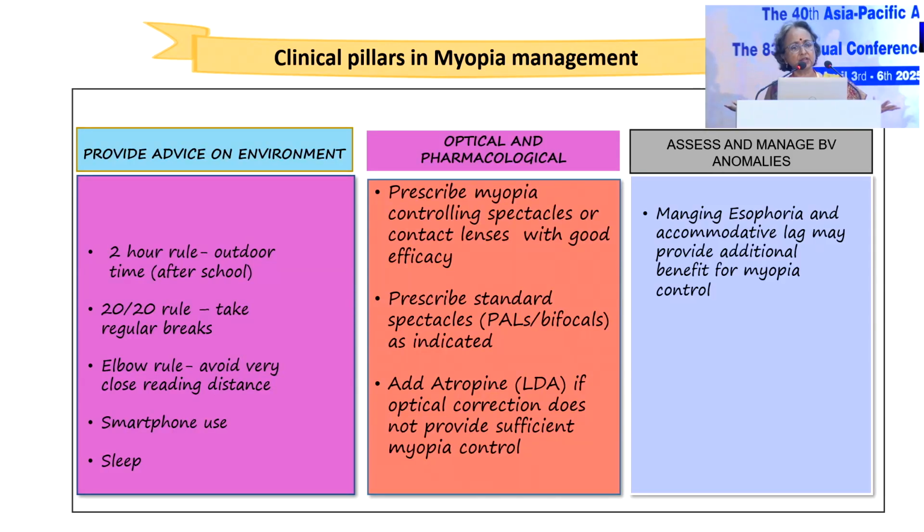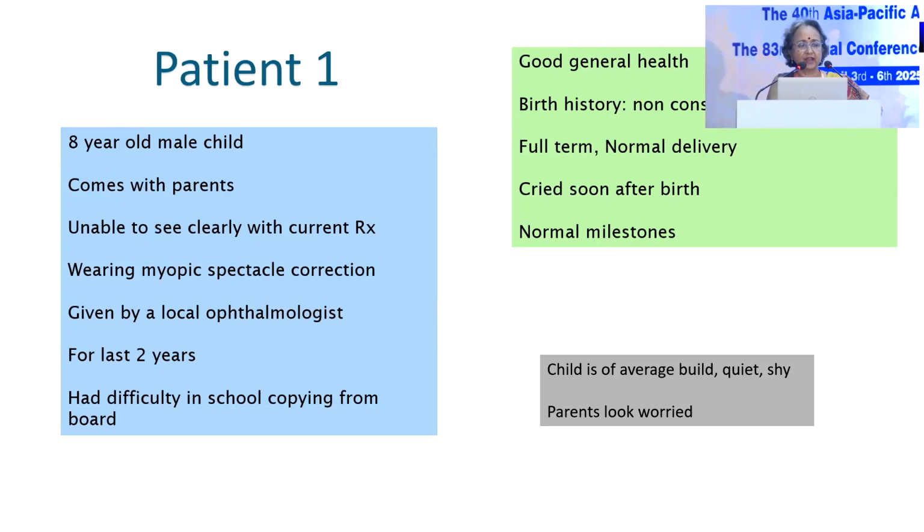What do we have for optical and pharmacological? Well, we have myopia controlling spectacles and low dose atropine. And finally, if despite everything the child is progressing, maybe look for binocular vision anomalies like esophoria or accommodative lag. Okay, so I'm going to illustrate this better with 2 patient examples, just to tell you how much chair time goes into myopia these days. Those days, you just fitted glasses. When my father was in ophthalmology practice, he just fitted glasses and said, come back after a year. But it has become so complex now.